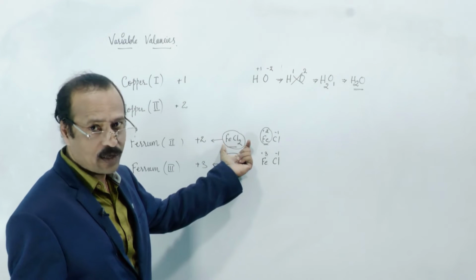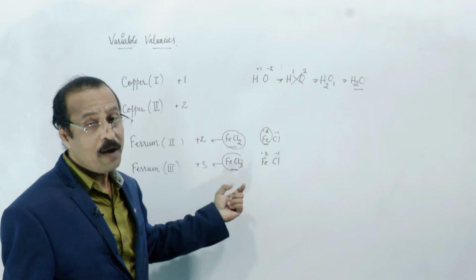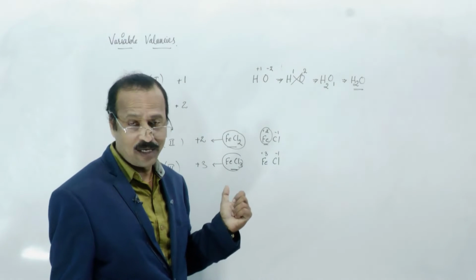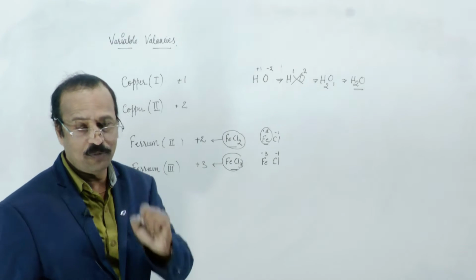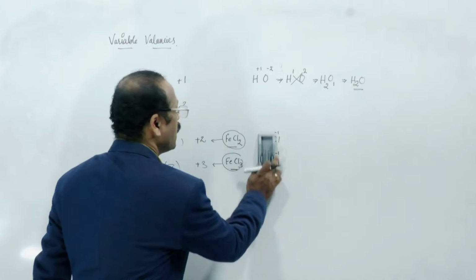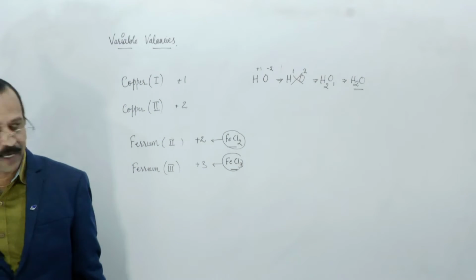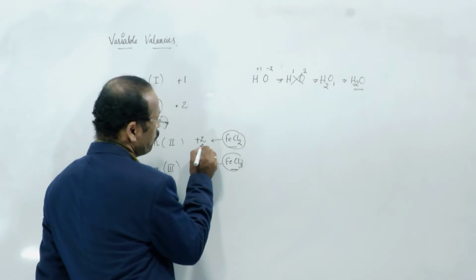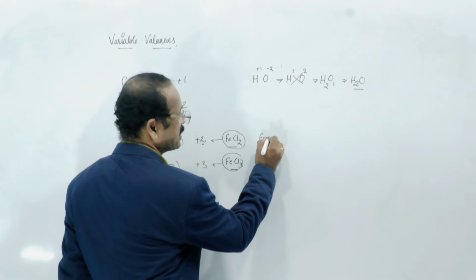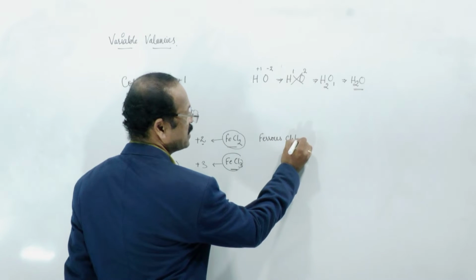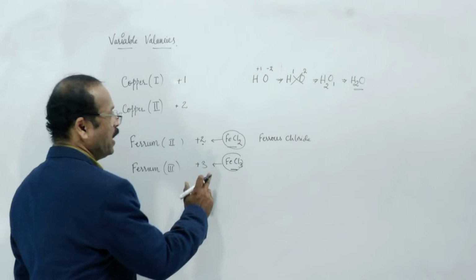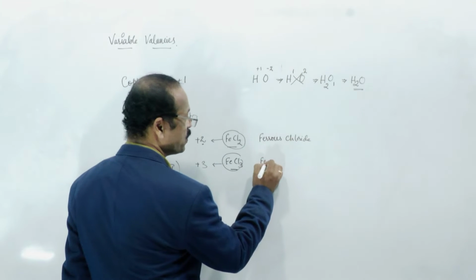So can I call this an iron chloride or iron chloride? Yes. But then what is the difference between these two? 2 chlorines are there here, 3 chlorines are there. So some new name should be given to it. So what name should be given to them? Now see here. When FeCl2 is there, where Fe is exhibiting +2 valency, then the name of this one is called ferrous chloride. What is the name of this one? Ferrous chloride.